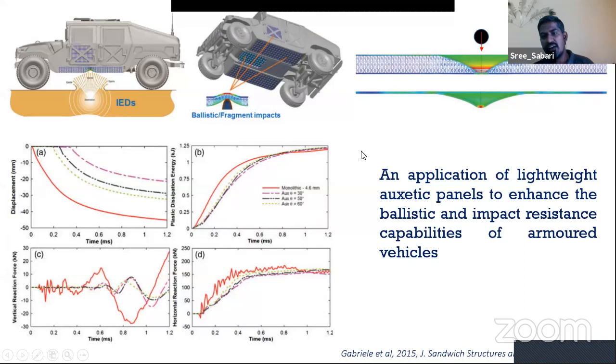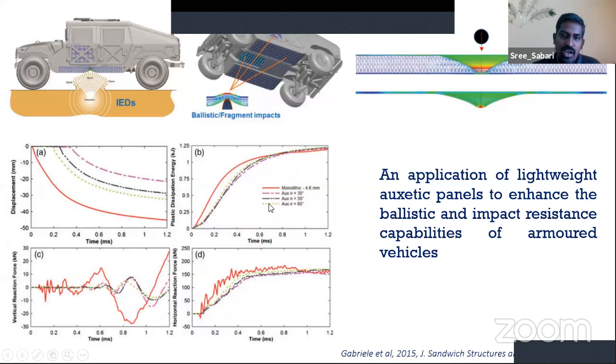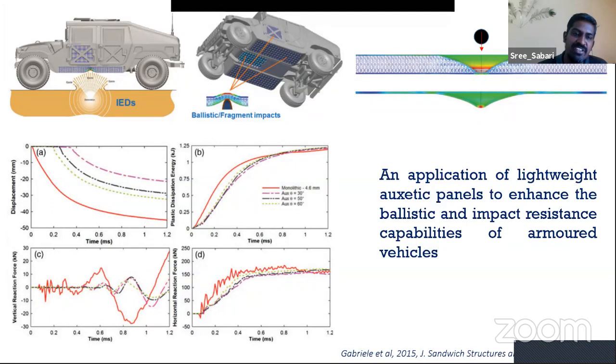Okay, so here are some graphical plots showing how the force decay is happening and how the displacement is reduced. The solid line is the non-auxetic material, and the dotted lines are the auxetic material. To be noted here in figure C, you can find the solid has a higher reaction force, whereas the dotted lines have a very low reaction force. So by reducing this reaction force, we can reduce the damage to the persons inside this vehicle.